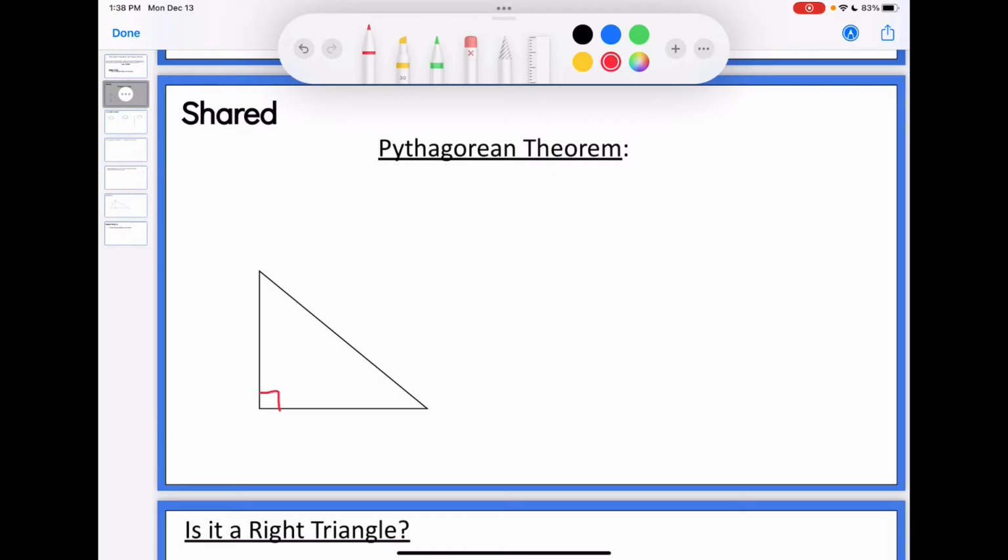If we wanted to write the Pythagorean Theorem in if-then form, it would say: if a triangle is a right triangle, then, and here's the good stuff, a squared plus b squared equals c squared. That is the Pythagorean theorem. A squared plus b squared equals c squared.